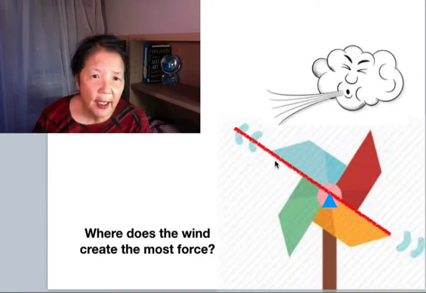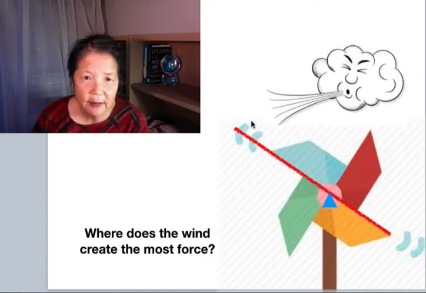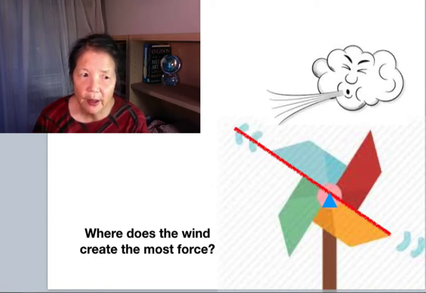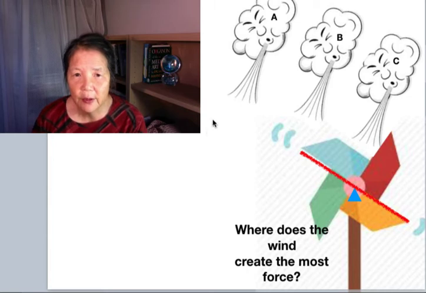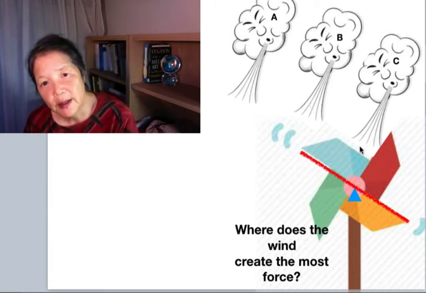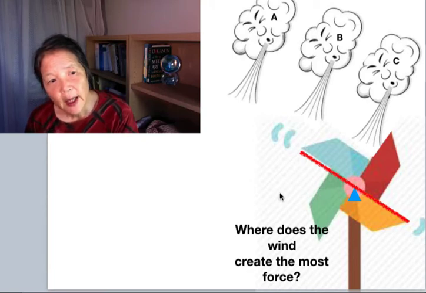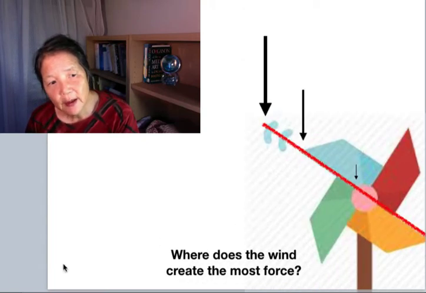And if you lengthen this, for example, then he could blow here and it would be okay, right? It would start moving. So we have wind A. A is not going to produce any force at all. B is going to produce a little bit, and C is going to be pretty effective. But I'd like you to see something. The wind is going to have a force here, but if you put the wind over here, the force is going to be very small.